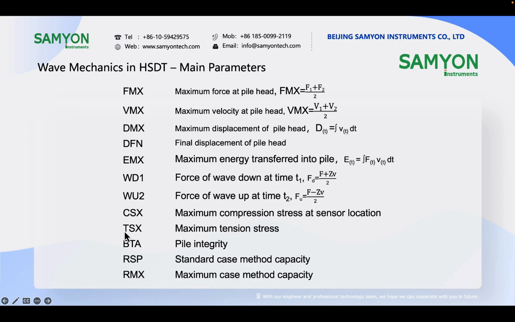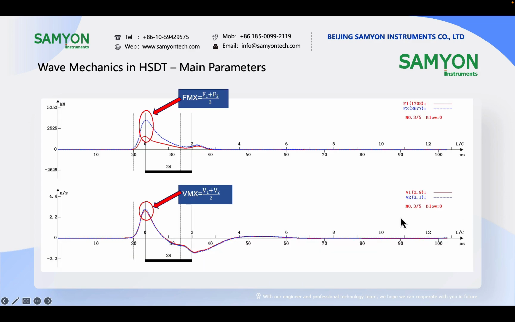And CSX, TSX mean the maximum compression stress and tension stress in the pile. BTA is the pile integrity. So in the software, all these parameters are automatically calculated. You don't need to calculate them by yourself. You just need to select which parameters to show in the software, and you can check them.